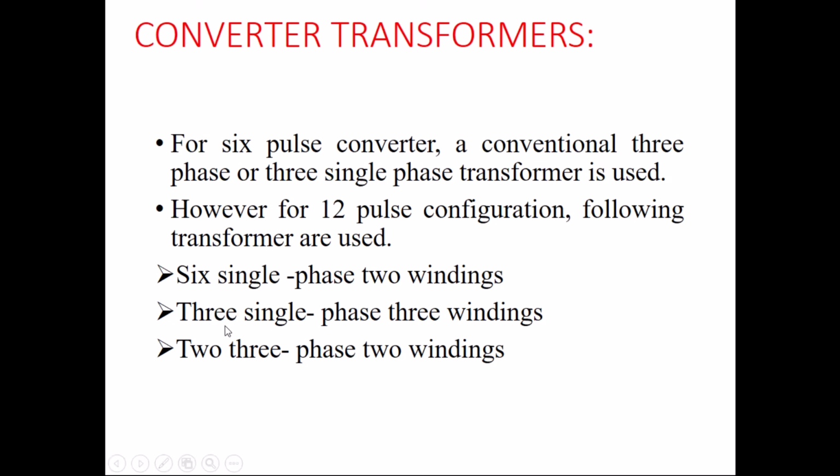The second possibility is that you can use 3 single phase 3 winding transformers. 3 winding means 1 primary and 2 secondary windings. So each transformer has 2 secondary windings, so the total number of windings at the secondary side is 6. 3 phases are provided to the first 6 pulse converter and another 3 phases are provided to the second 6 pulse converter. In the same way you can also use 2 three-phase 2 winding transformers, which also provide the 6 phases for both converters, and you must provide the 30 degree phase shifting if you use the 12 pulse converter. Then you get the 12 pulse output at the converters.